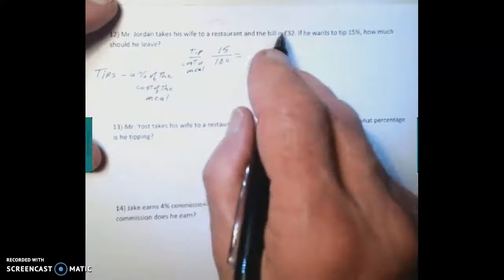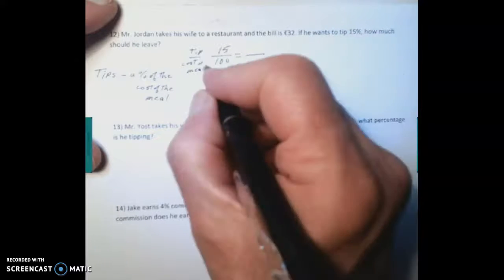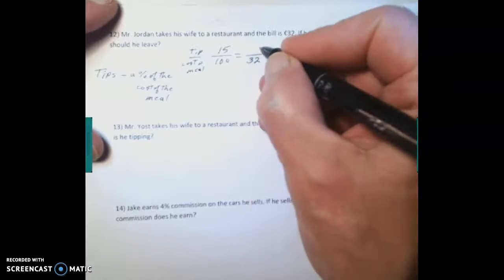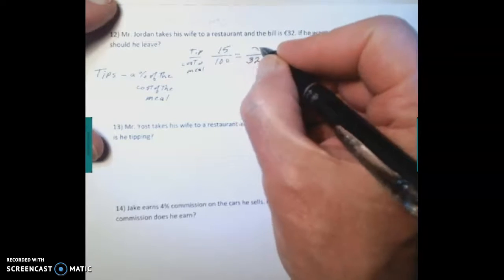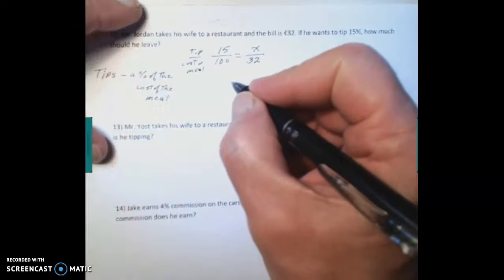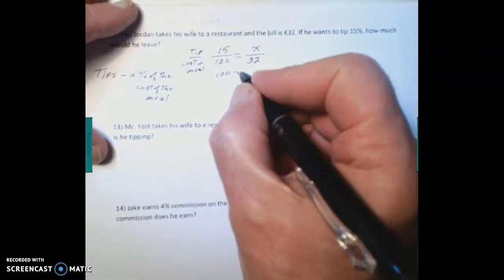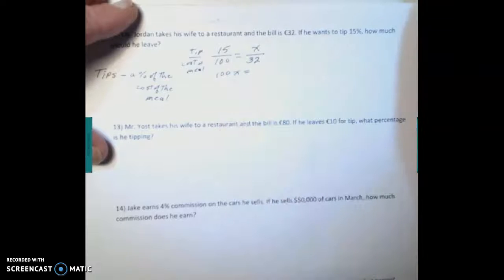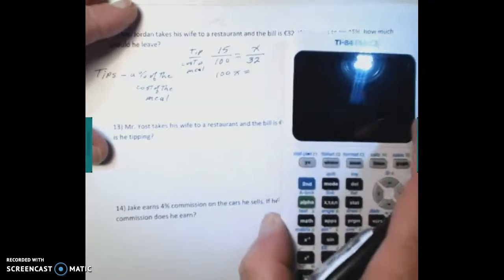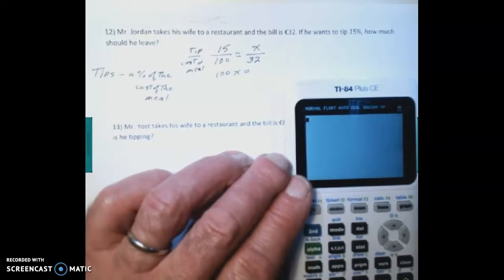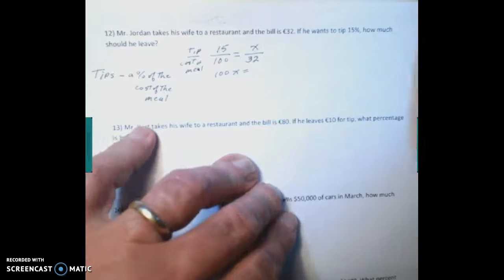And in this case, we do know the cost of the meal, so it's going to go on the bottom over here. It's the whole amount. The tip is the part you're wanting to leave for the waiter or waitress. So cross multiply. You get 100x equals 15 times 32. Okay, I'm good, but I'm not going to be that good. 15 times 32 is 480.